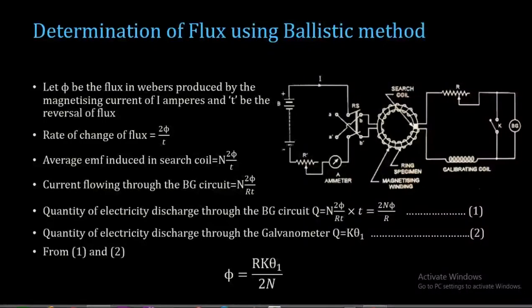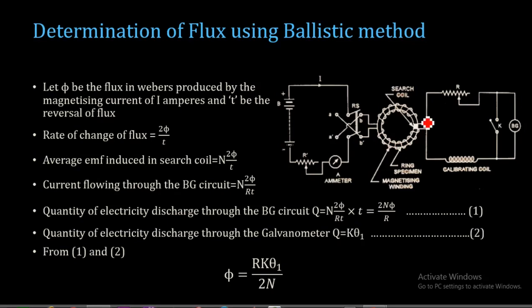Understand how the flux can be determined using a ballistic galvanometer or ballistic method. So we are taking a ring specimen for this particular experiment. Ring specimens are chosen because they give a continuous piece of magnetic material without air gap and have the same cross section throughout. The difficulty is that they are more difficult to prepare than bar specimens and also more difficult to wind the magnetizing winding, but they are preferred over the other type of specimens.